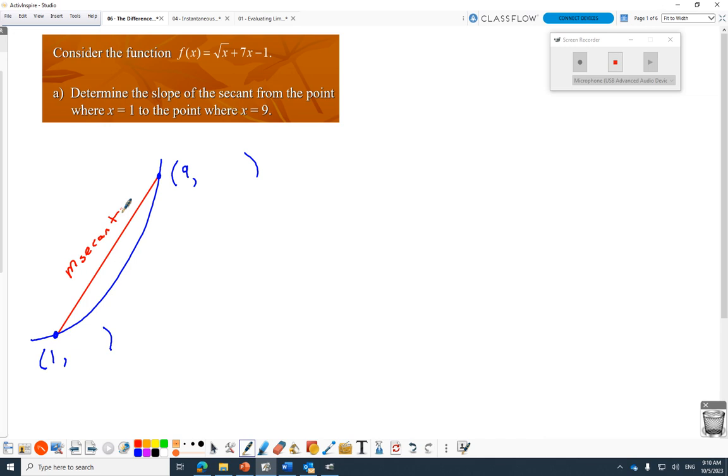M secant equals average rate of change. Oh, your physics and your chemistry teachers are happy that I'm writing this all out for you. Equals AROC is the short form. We don't write average rate of change a whole lot. We get bored with writing all that out, so we write average rate of change. But it gets better.